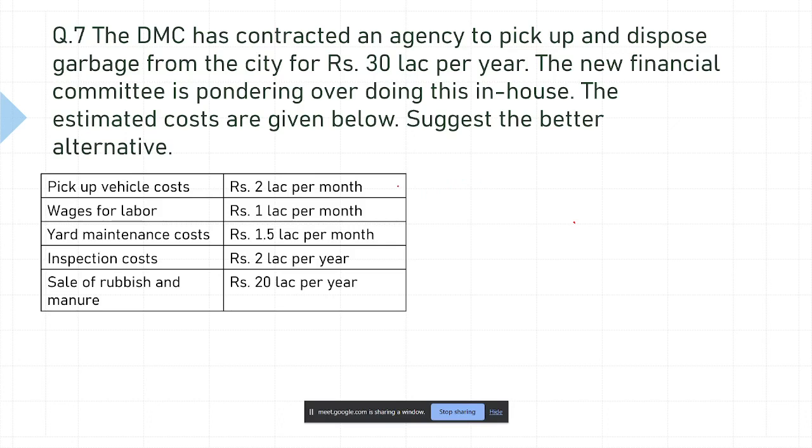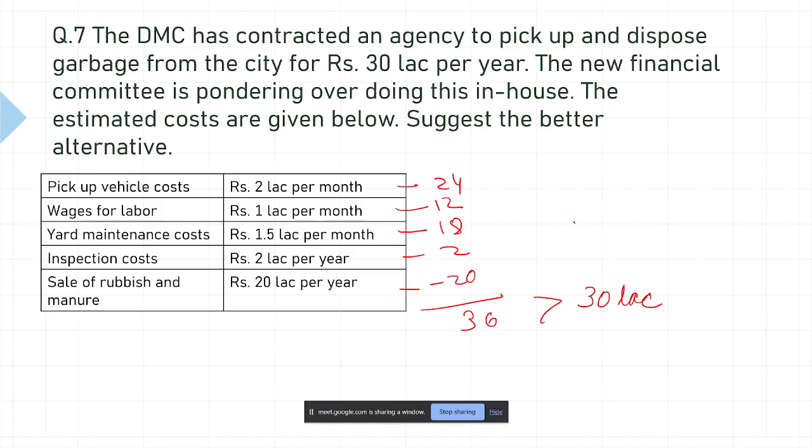Okay, let's verify. 2 lakh per month becomes 24 per year. 1 lakh 12, this becomes 18, right? This will be 2 and this will be minus 20. I mean, this is the cost that will be incurred by us, right? Okay, so this becomes 36. And 36 is greater than 30 lakh. So obviously we would prefer to do it in-house.